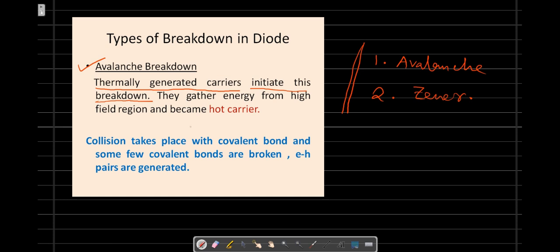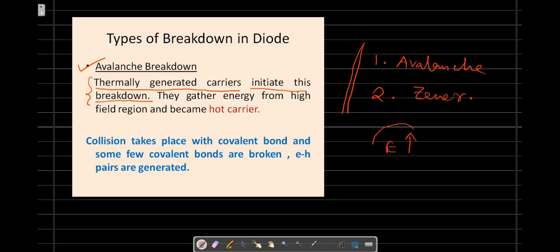Now, when you are applying a sufficiently high reverse voltage, what will happen? The electric field also increases. When you are applying a large amount of reverse voltage, the electric field across the junction also increases. And see how the breakdown takes place. The thermally generated carriers are few in number, because only some of the covalent bonds are broken. Those thermally generated carriers gain high energy from the high electric field.